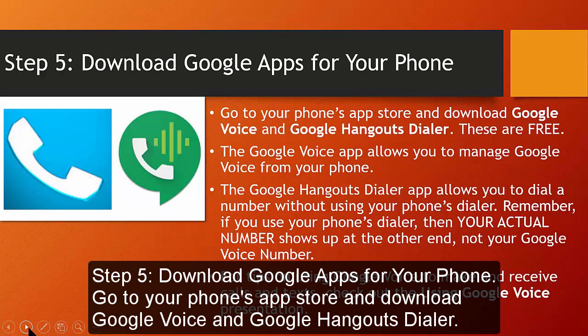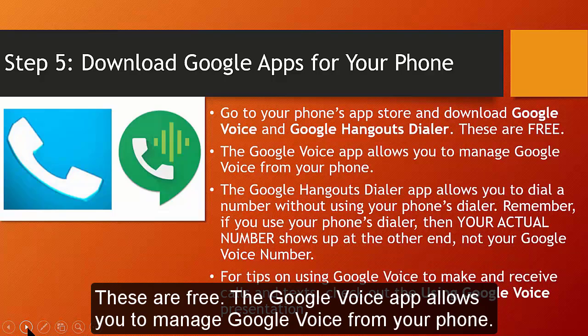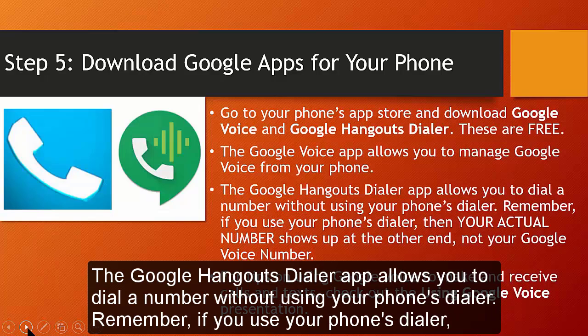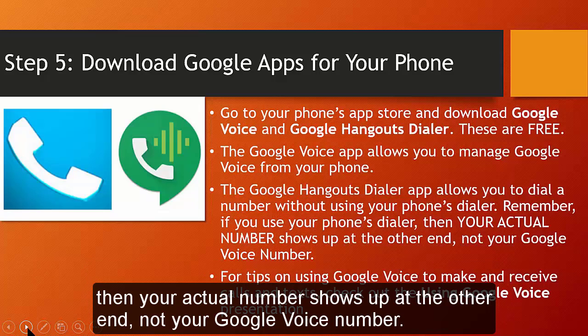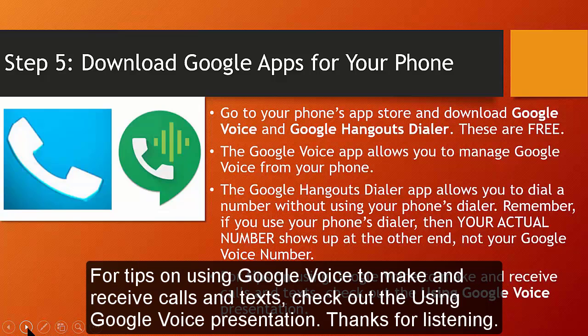Step 5. Download Google Apps for your phone. Go to your phone's App Store and download Google Voice and Google Hangouts Dialer. These are free. The Google Voice app allows you to manage Google Voice from your phone. The Google Hangouts Dialer app allows you to dial a number without using your phone's dialer. Remember, if you use your phone's dialer, then your actual number shows up at the other end, not your Google Voice number. For tips on using Google Voice to make and receive calls and texts, check out the Using Google Voice presentation.